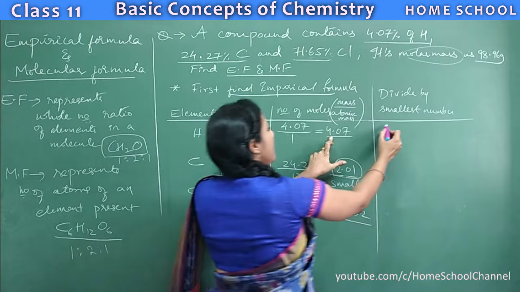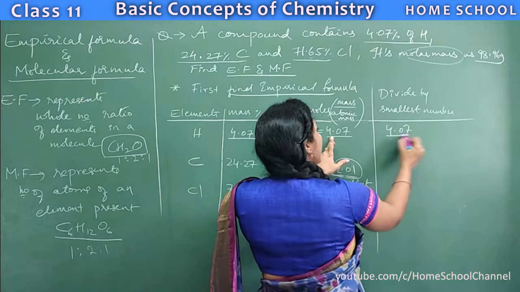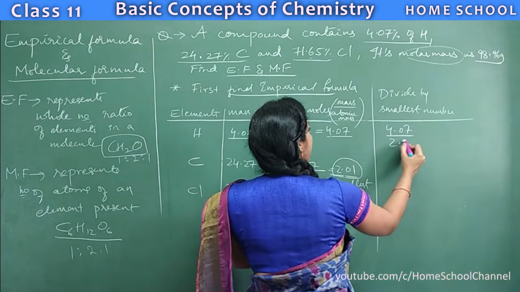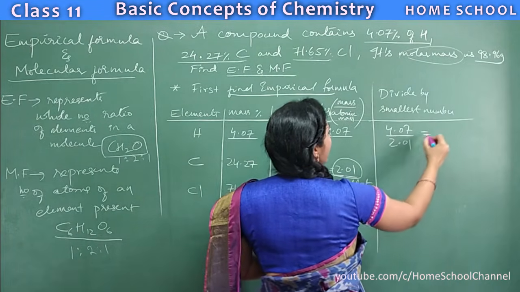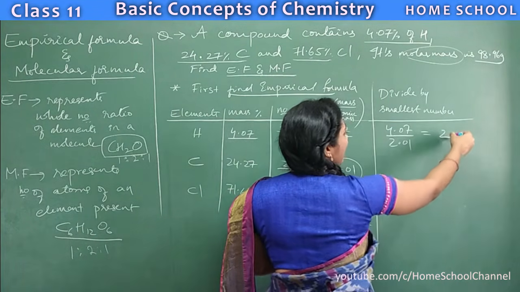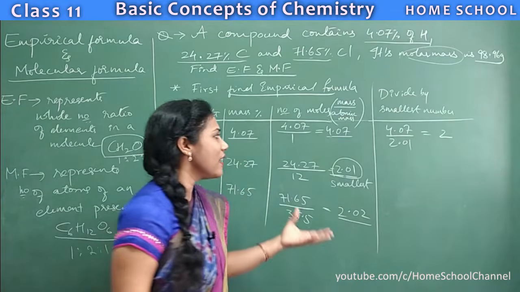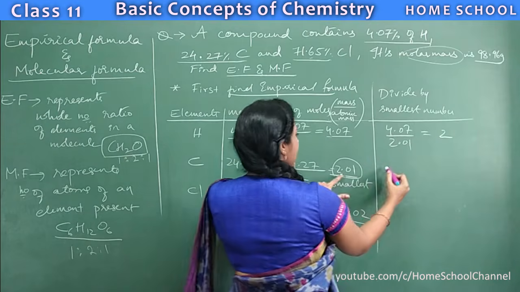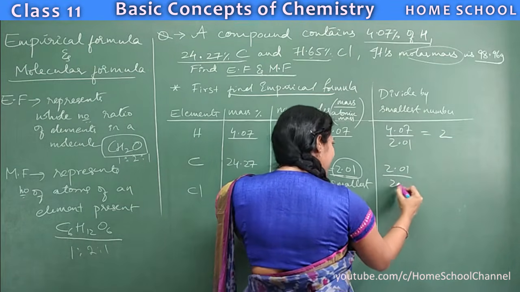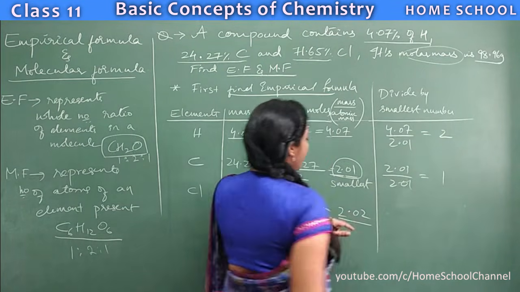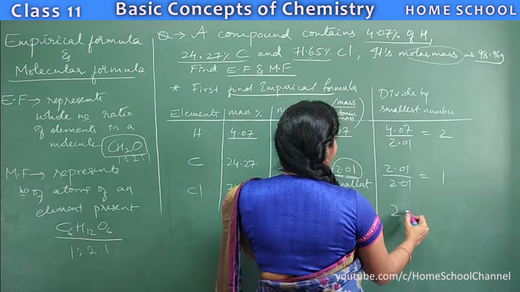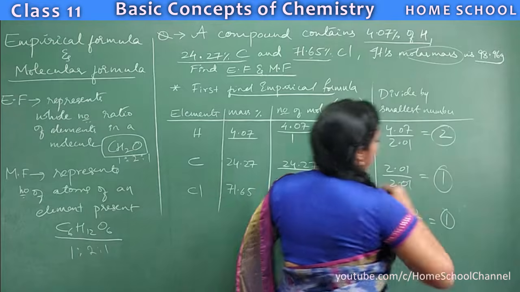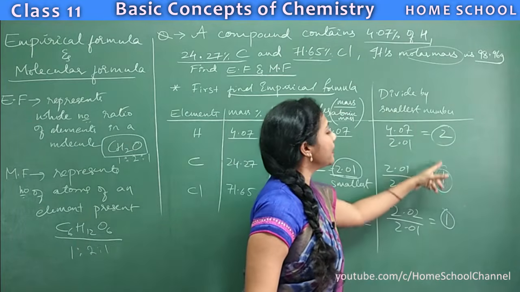Okay, say for example 4.07 is there. Divide by the smallest number among these, which is 2.01. Right. So what is the answer you will get? Make it a whole number. You need not write it in decimals. Similarly, 2.01 divided by 2.01 you will get 1. And here 2.02 divided by 2.01, you will get 1. So here you are getting a particular whole number.